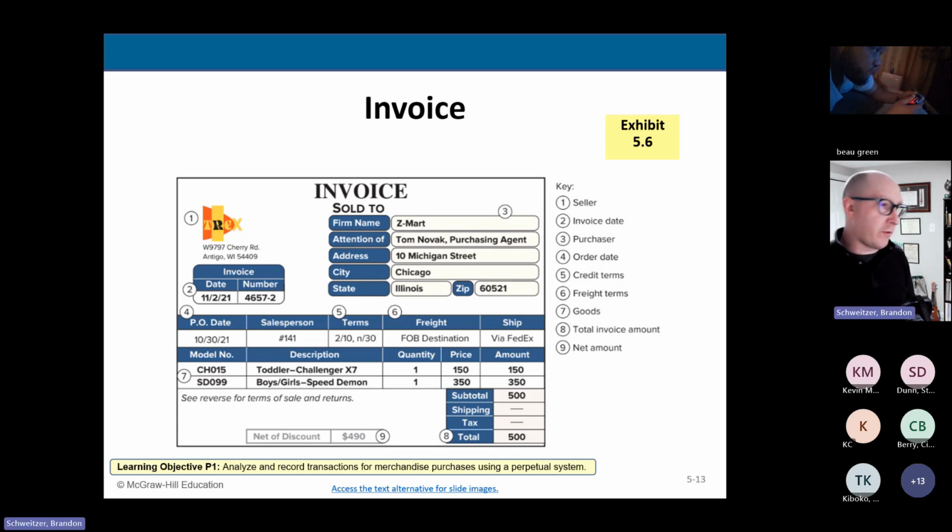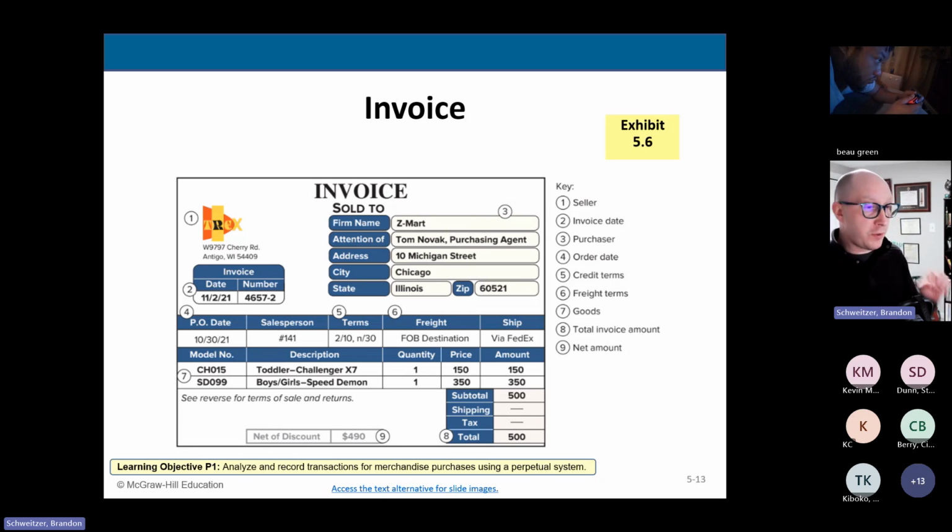Number 7 on the invoice is a list of all of the merchandise being purchased, the quantity, the price, and the total amount. Quantity times price equals total amount. We add it all up to get the subtotal, plus any shipping charges, plus any taxes, gets us our total amount.